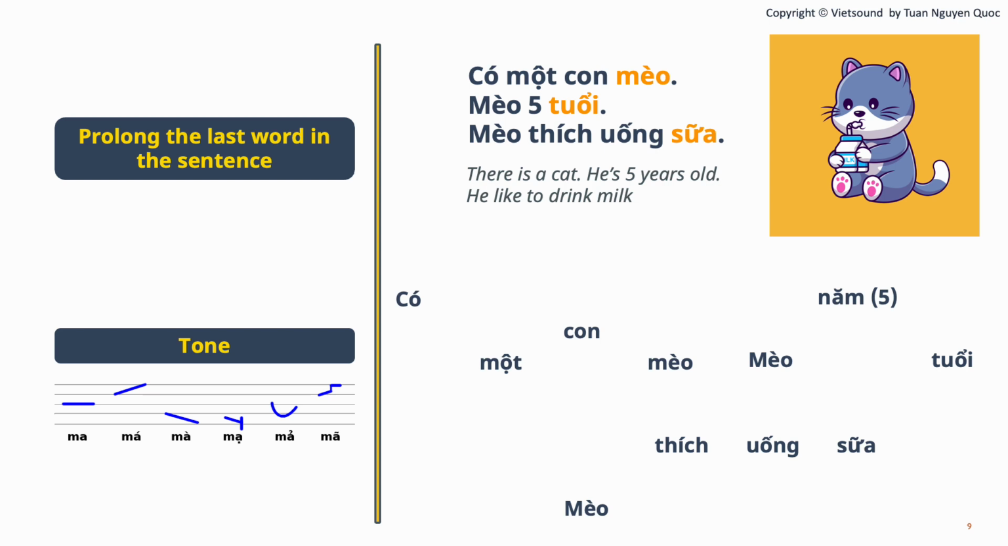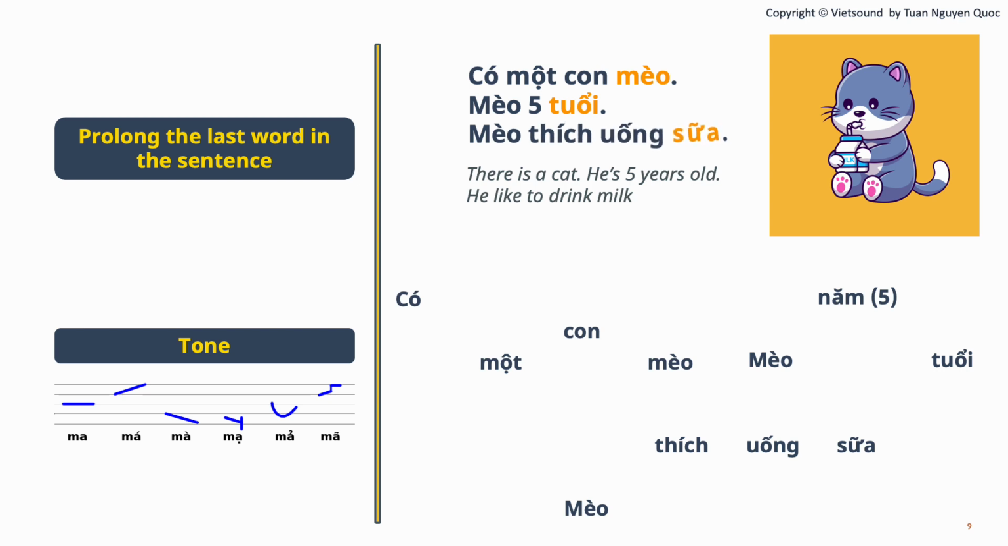Intonation is very important in speaking Vietnamese, and the first thing I want to share with you is when you are speaking Vietnamese, you can prolong the last word in the sentence. That makes you sound more like a native speaker. Let me read a story about a cat. Có một con mèo, mèo 5 tuổi, mèo thích uống sữa.